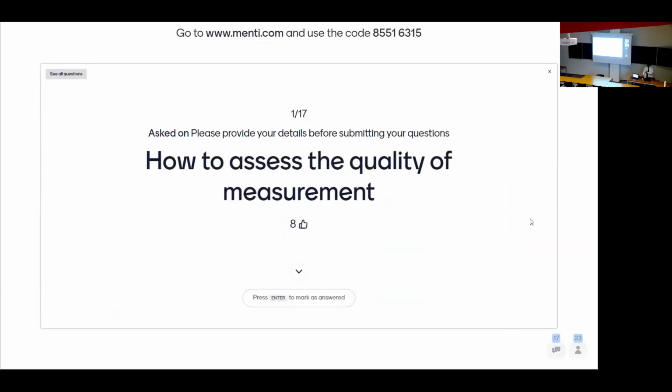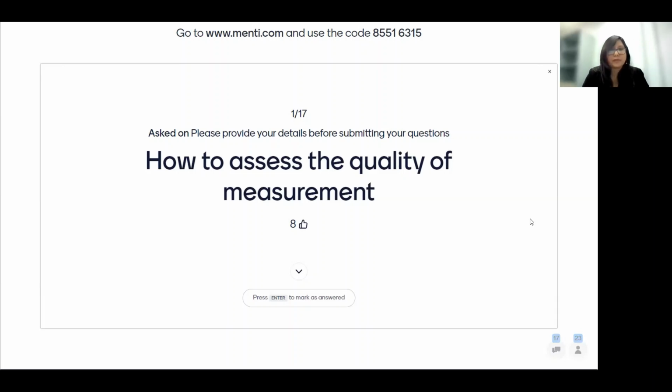Okay, so the first question, the top voted one which we got from the students last week, is about how to assess the quality of measurement. Well, this is a very good, nice question, and I see many of you had this question in mind. Of course, it's important: the assessment of the quality of measurement, and how.